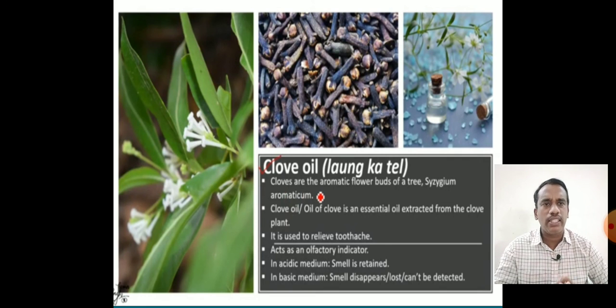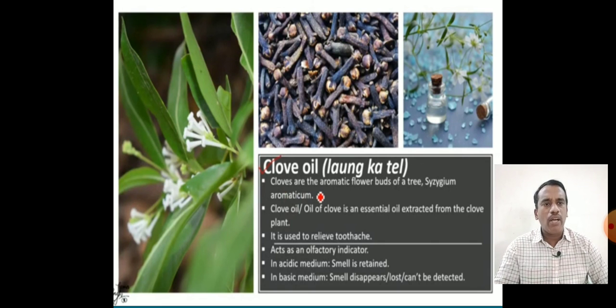What is the main purpose? If any person is having a severe toothache, you can place it in the region where the person is feeling pain, so that he will be free from the pain. So it is used to relieve toothache. Which is used to relieve toothache? Clove oil is used to relieve the toothache.